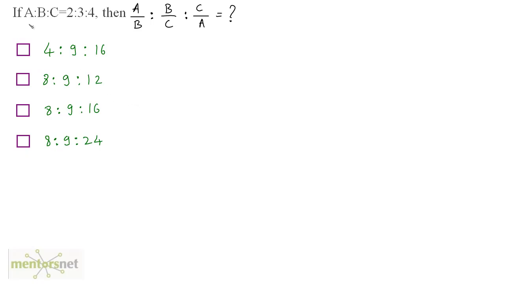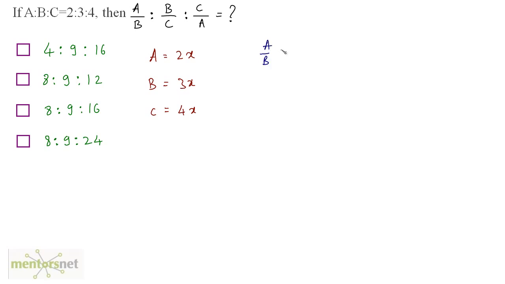You have been given the ratio of A is to B is to C as 2 is to 3 is to 4, and you have to find out what is A by B is to B by C is to C by A. Now you have been given the ratio of A, B and C as 2 is to 3 is to 4. So you can always write this as A equals 2x, B is equal to 3x and C is equal to 4x. And this x is basically a highest common factor of A, B and C. Now you have the values of A, B and C. You can always calculate A by B, B by C and C by A.